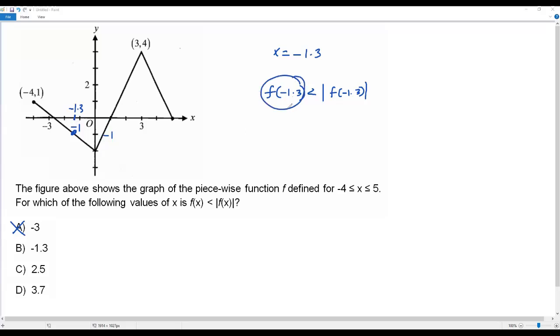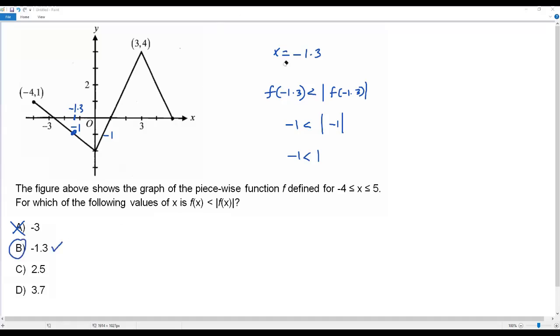That means the value of f of -1.3 is -1, less than absolute value of f of -1.3, which is again -1. Absolute value of any number is always positive, so absolute value of -1 is just 1. So -1 less than 1 can be accepted. It's a true statement. A negative value is always less than a positive value. So when I consider the value of x in answer choice B, it satisfies the given inequality. So the correct answer choice for this question is option B.